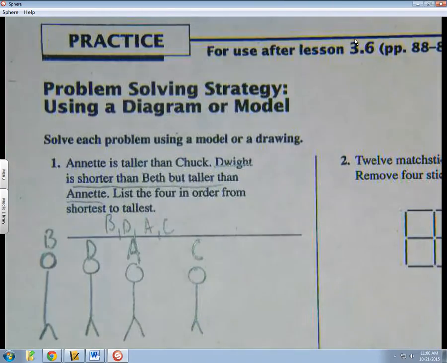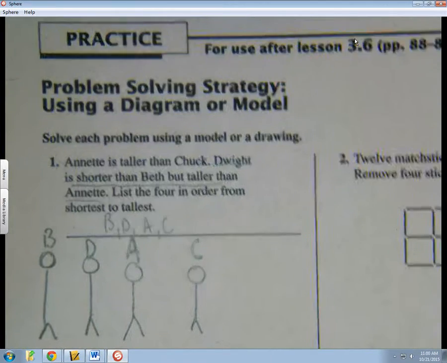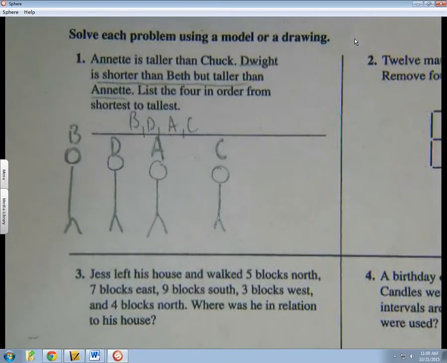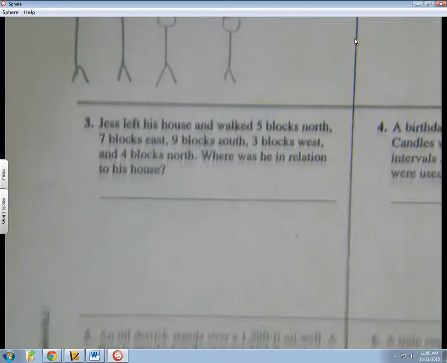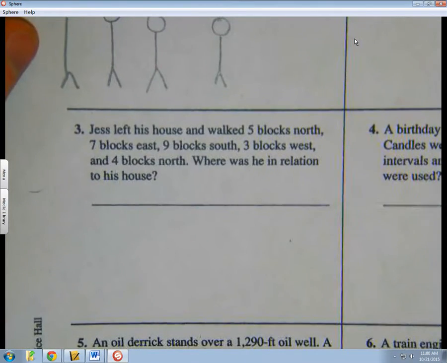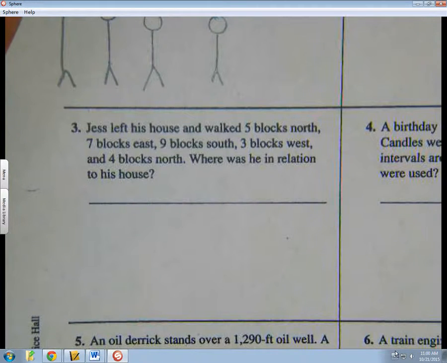So this is a good problem-solving strategy. It's one of my favorites. I'm very visual. I like to see stuff. So that is that. Okay. I want you guys to try 3. So I'll give you a minute to try 3, and then I will show you what I came up with in a minute or two. Okay. So go ahead and do your best on 3.